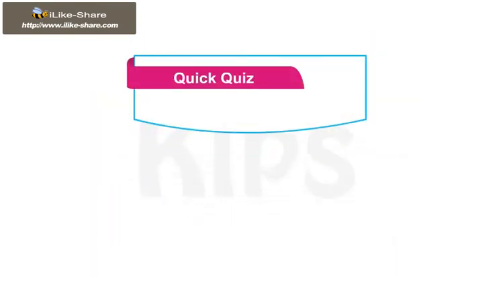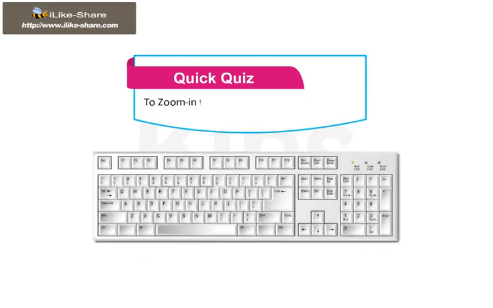Okay students, let's take a quick quiz. To zoom in the current field in the datasheet view, press Shift plus F2.